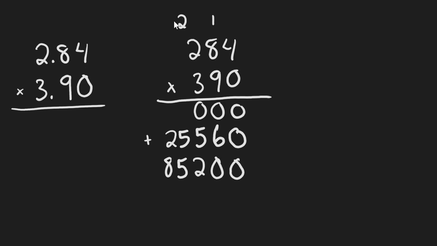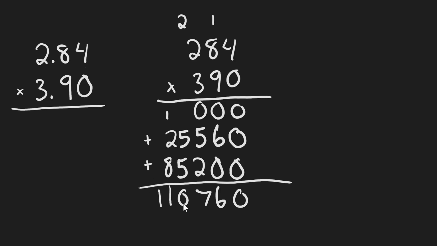And so now we can just add all these numbers together. 0 plus 0 plus 0 is 0. 0 plus 6 plus 0 is 6. 0 plus 5 plus 2 is 7. 5 plus 5 is 10, so we'll write down the 0, carry over the 1, and 1 plus 2 is 3, plus 8 is 11. And now we're not quite done.